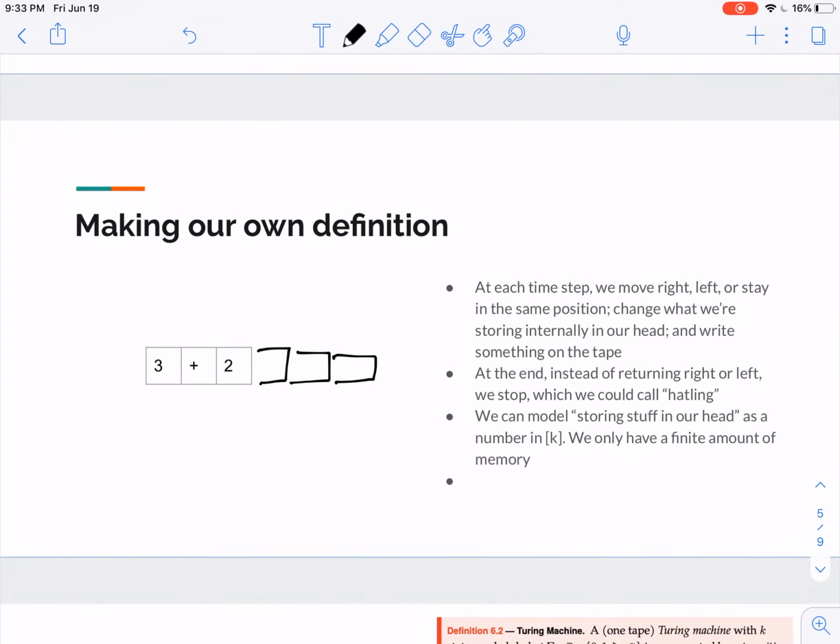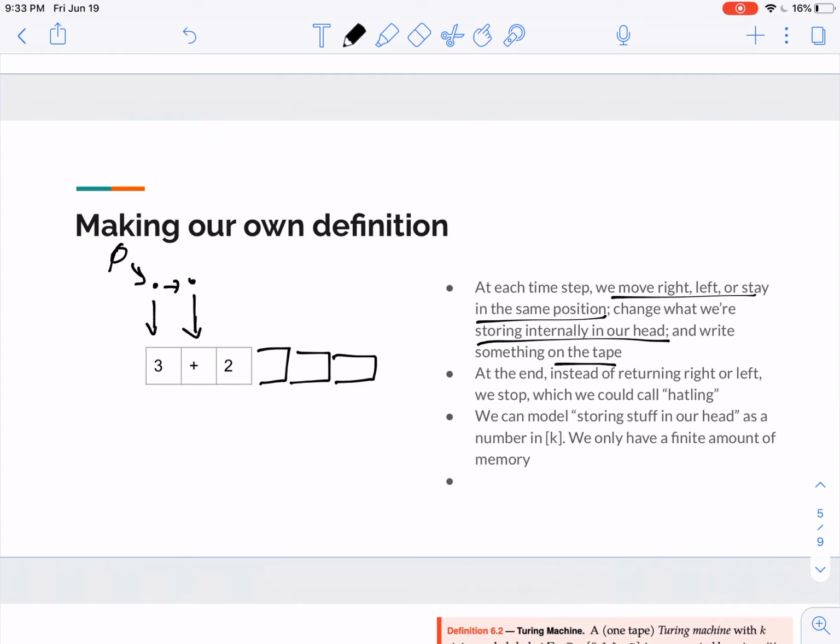To make this concrete, let's say this little dot is me, right? And let's keep track of where we're moving, what we're storing internally in our head, which we'll call our state, and what we're writing on the tape. So at first, there's nothing in my head. It's just blank when I start the problem. And now I read a 3. I decide to move right because I need to keep reading more information. So now this is me.